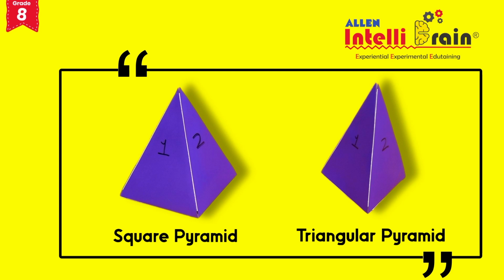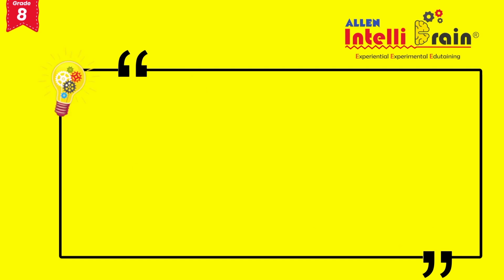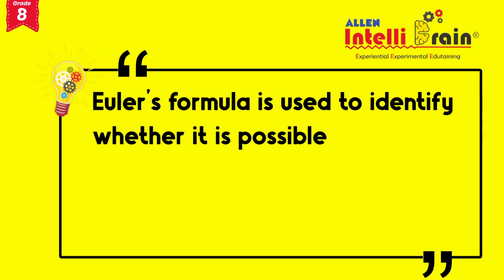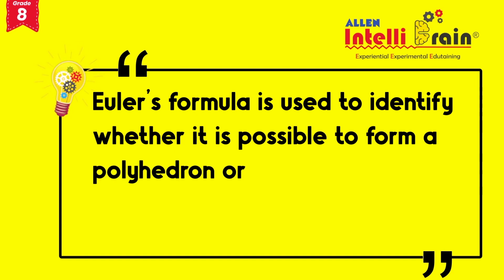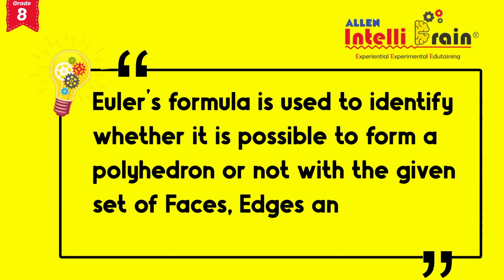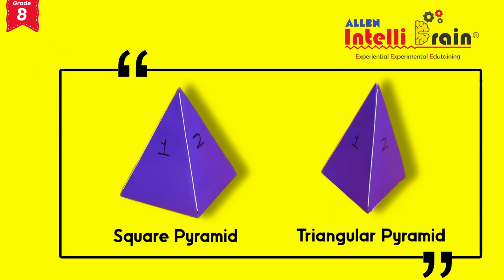In the similar manner, you can perform the activity to form different types of pyramids such as rectangular pyramid, hexagonal pyramid, etc. Euler's formula is used to identify whether it is possible to form a polyhedron or not with a given set of faces, edges and vertices. Take out the triangular and square pyramid models that you have prepared.